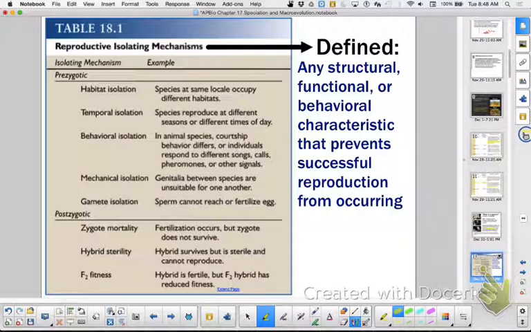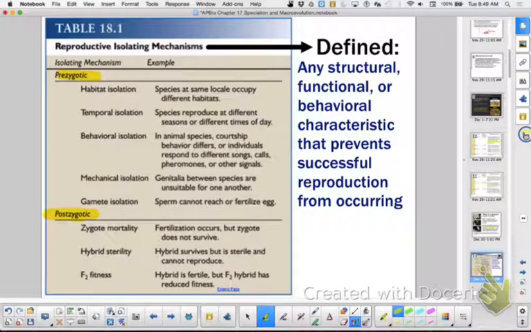Okay, so there are pre-zygotic isolating mechanisms and post-zygotic isolating mechanisms. Pre-zygotic meaning you're not ever forming a zygote. Post-zygotic, you actually form a zygote, but it's not working out well for the zygote. That would be a post-zygotic isolating mechanism. So we're just going to walk through these top to bottom.